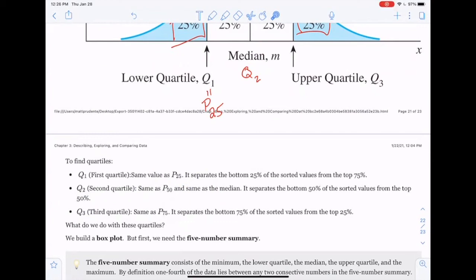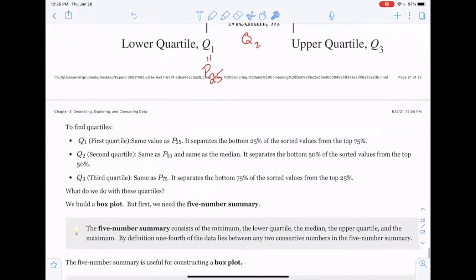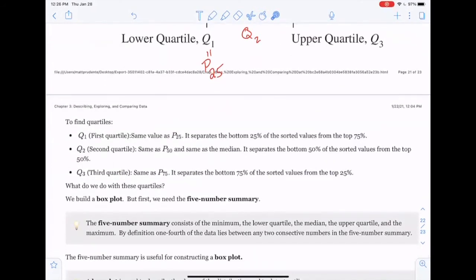And the plot we use is a box plot. But the language of a box plot is the quartiles along with 2 different data points. And if we have 3 quartiles and 2 data points, that's going to give us what we call the 5-number summary. The 5-number summary consists of 5 data points: the minimum, Q1, the lower quartile, the median or Q2, the upper quartile, the Q3, and the maximum.